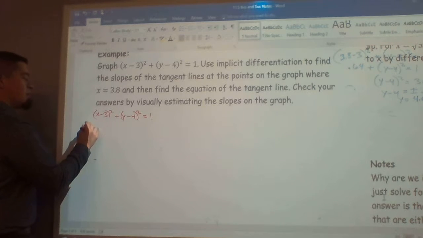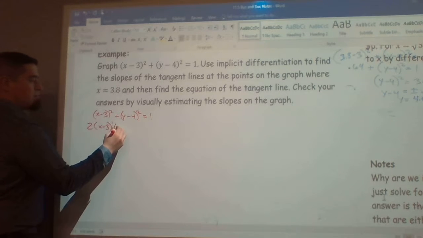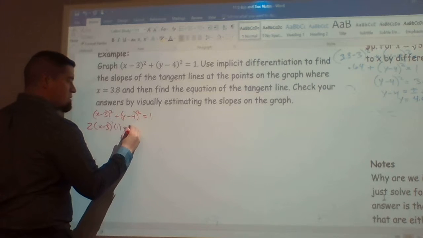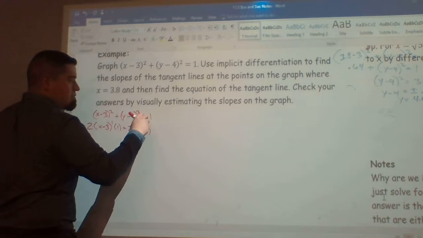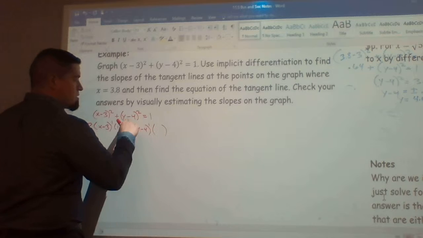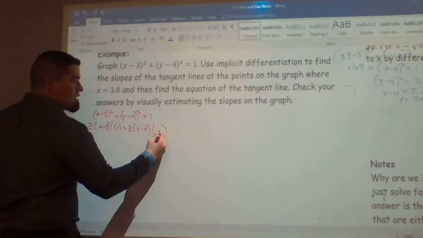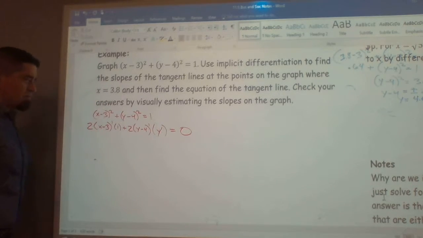So we're going to do 2 times u to the n minus 1 times du, which is 1. And we're going to do the power rule again, which is 2 times u. This time it's y minus 4, n minus 1 is to the first, times the derivative of this, which is 1 y prime. Remember, anytime you take the derivative with respect to y, it's going to be y prime. The derivative of 1 is 0. Same strategy as before.